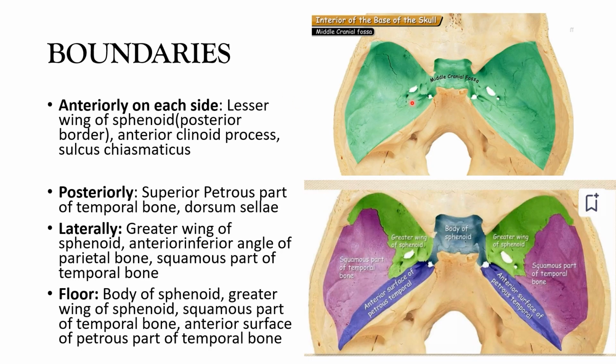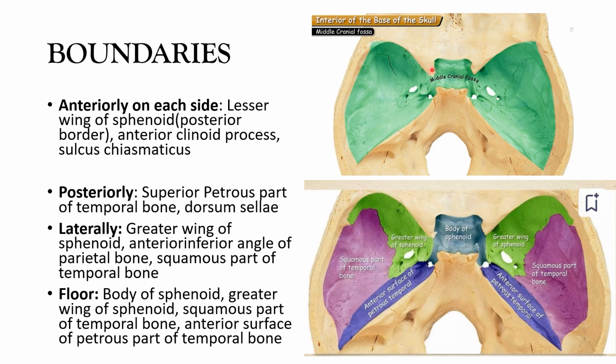Now, for the boundaries, anteriorly, the middle cranial fossa is limited by the posterior border of the lesser wing of the sphenoid. Okay, so the anterior border is limited by the posterior border of the lesser wing of the sphenoid. So this is the lesser wing of the sphenoid. This is the posterior border of the lesser wing of the sphenoid.